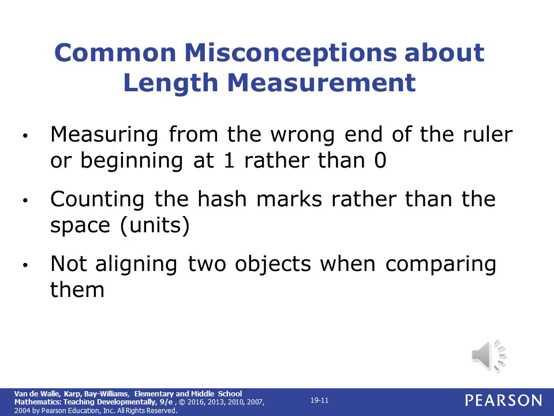Another common mistake is counting the hash marks rather than the spaces. And another one is not aligning two objects when comparing them and not lining them up exactly from one end to the next. Students in pre-K and kindergarten should begin with direct comparison of 2 or more lengths and then move to indirect comparisons by first grade. But you want to start out very concrete, and when they're working with the ruler, make sure that you avoid them making these mistakes by individually working with them or having them in pairs where they can help one another develop these skills.